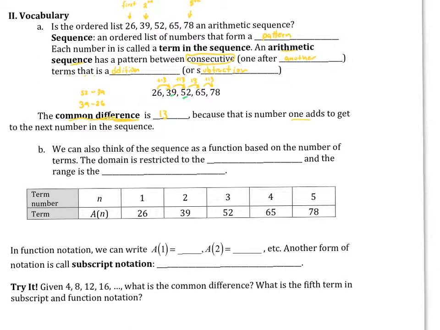All right, we can also think of each sequence as a function based on the number of terms. The domain is restricted, of course, to just these types of numbers here, the whole numbers, or we'll call it the natural numbers. And the range is the terms.